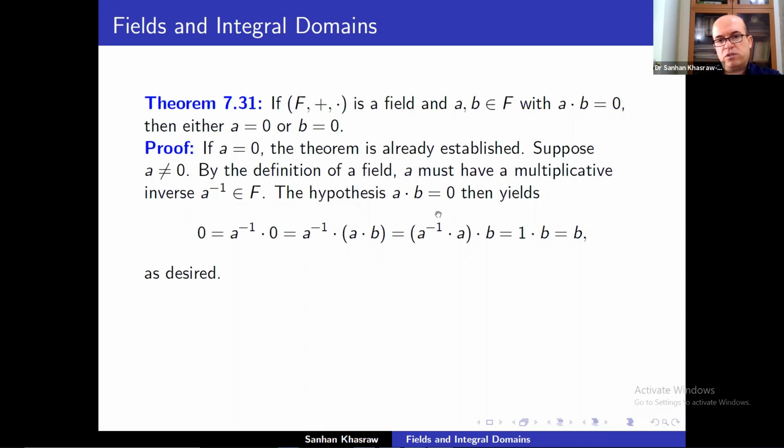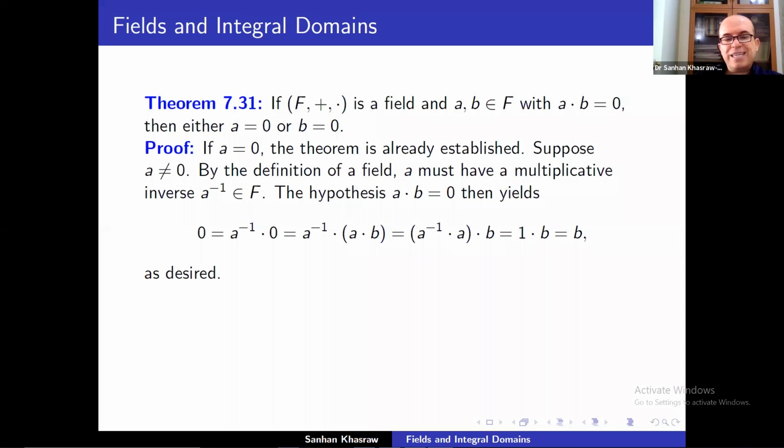So from this equation, we can say 0 equals A inverse times 0. The 0 by hypothesis is equal to A times B. By associativity, A inverse A times B. A inverse A is 1, and 1 times B is B. So on the right hand side we have B, on the left hand side we have 0, then B is 0. Or one can try from the hypothesis to multiply both sides from the left by A inverse and use associativity. You'll get B is equal to 0.